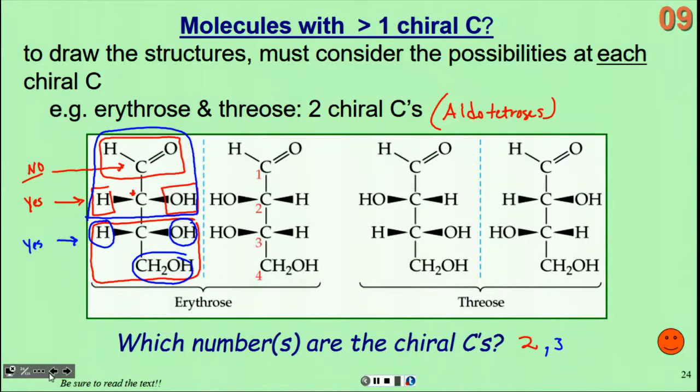And again, I'm going to try to mark these with an asterisk, to point out which ones are chiral. Notice it always has to have 4 different groups. I can't say that enough times. You have to practice it to get used to it, probably.